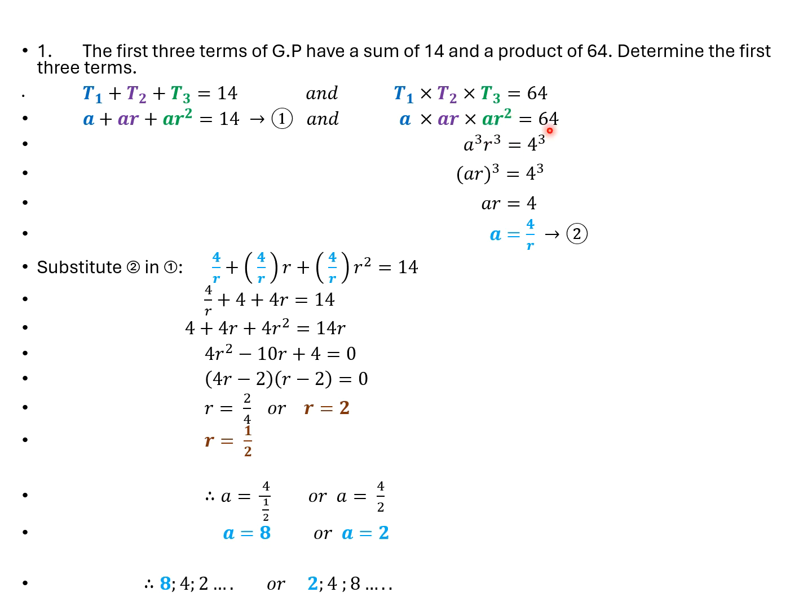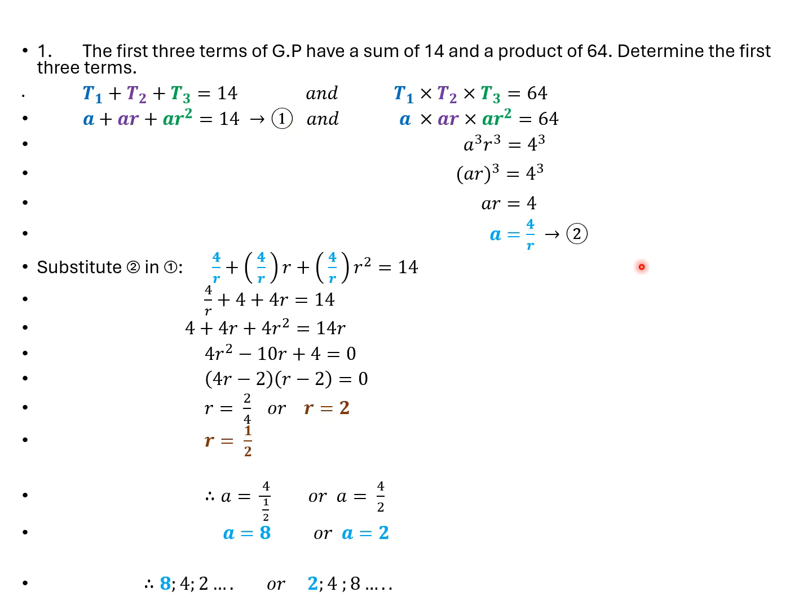And 64 can be written as 4 cubed, meaning 4 times 4 times 4 gives me 64. The exponents are all 3, so I can say ar to the power 3 equals 4 to the power 3. If I drop the 3s, ar equals 4. If I make a the subject of the formula, a equals 4 divided by r. It's my equation 2, and there's my equation 1.